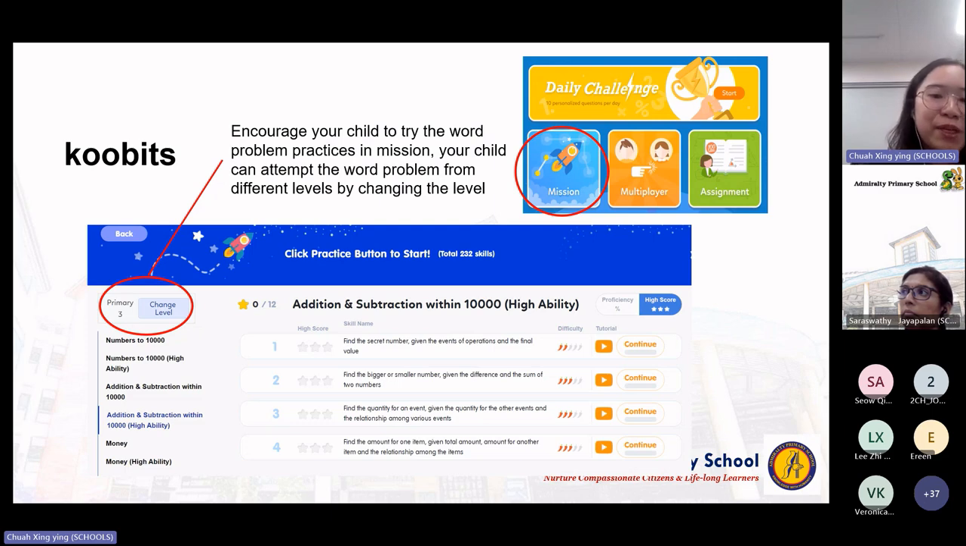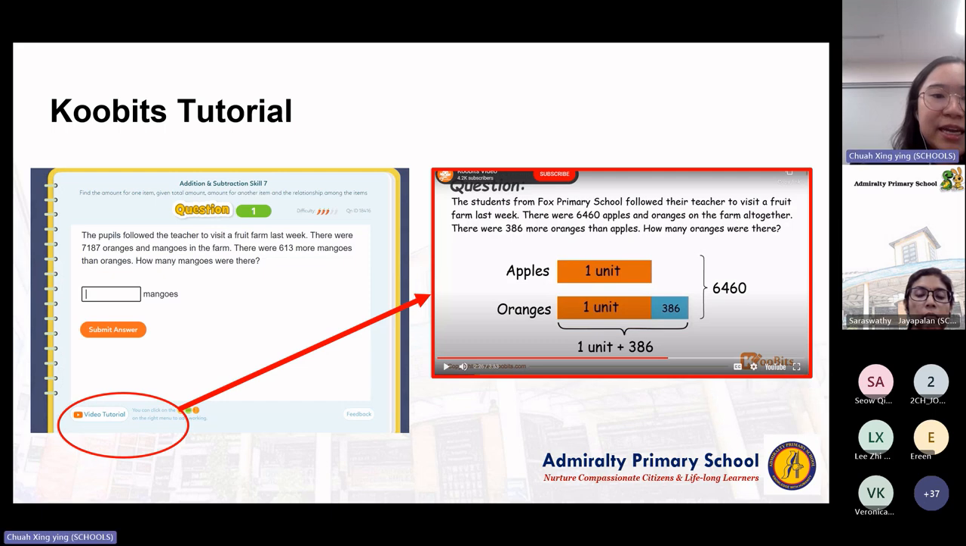We have subscribed to Schoolbits for our children. Under the mission, you can get your child to go to primary 2 or primary 3 levels to actually do the addition and subtraction here. And in the Schoolbits tutorial, when they are solving addition and subtraction questions, they will usually have a video tutorial to show them the model as well. That's where they can compare their model with the model being presented in the video.